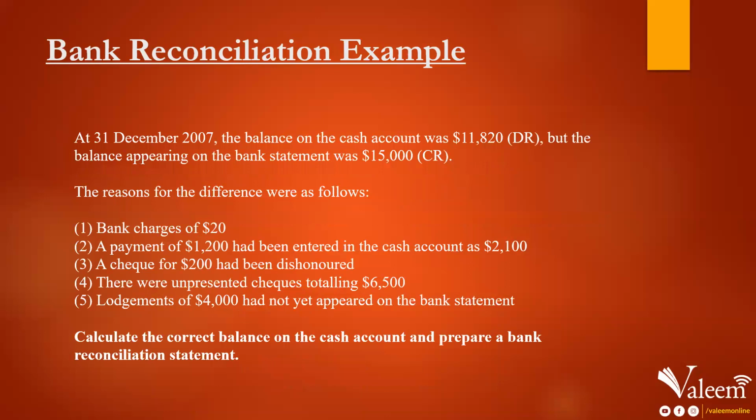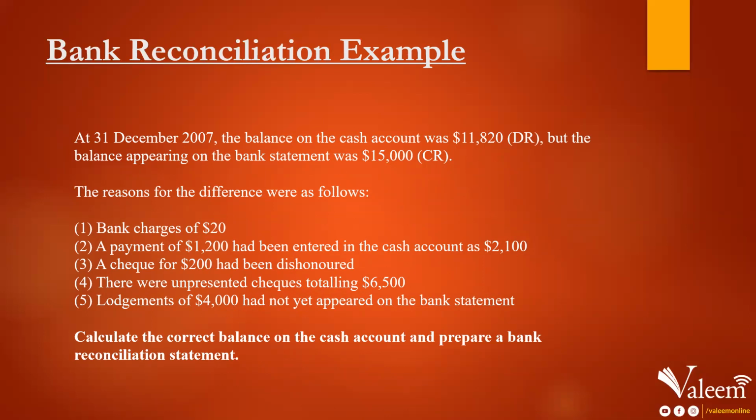So let's just look at a bank reconciliation example to make sure that we understand all of the theoretical aspects. Let's read it first. At 31st of December 2007, the balance on the cash account was 11,820 debit. So this means that we had a positive cash balance of 11,820 as per our cash book. But the balance appearing on the bank statement was 15,000 credit.